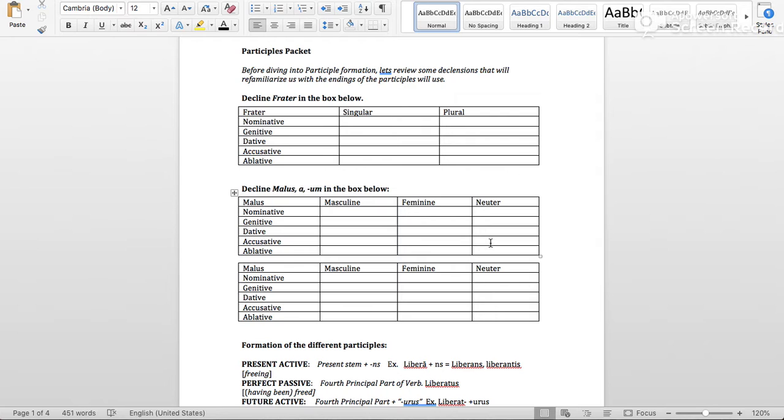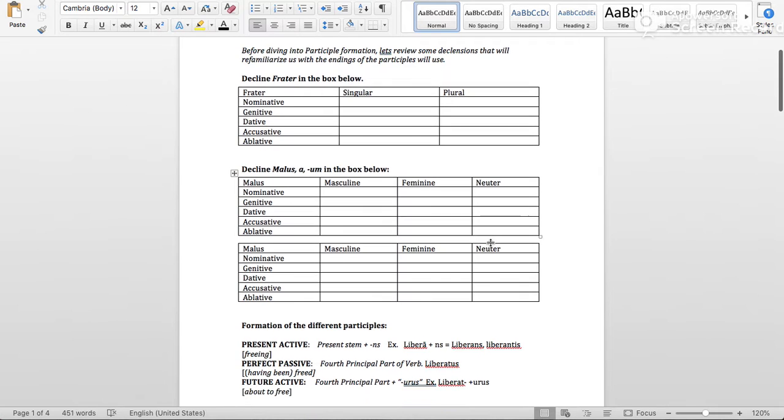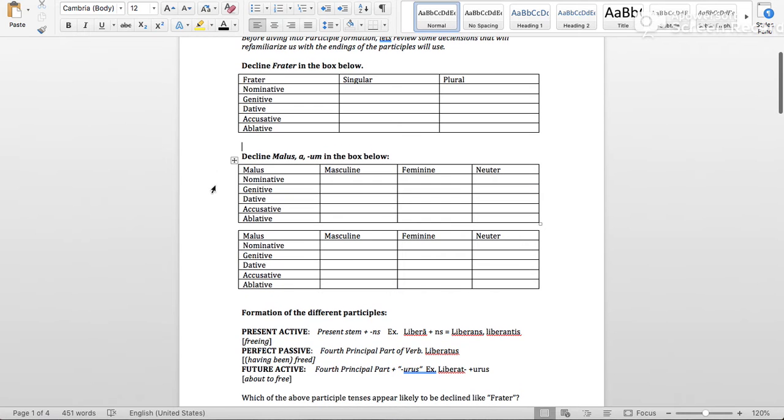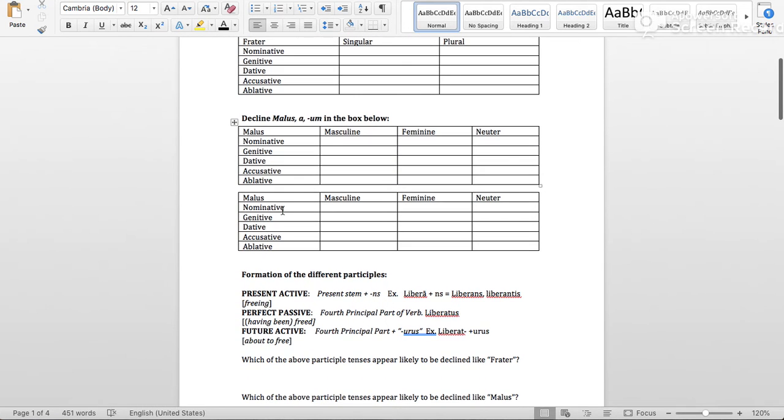All right. I want you to do the rest on your own because again, this is retrieval. I want you to retrieve those second and first declension endings, and these third declension endings, because they're super important and because we're going to use them also as the same endings for the participles we're about to look at. Okay?